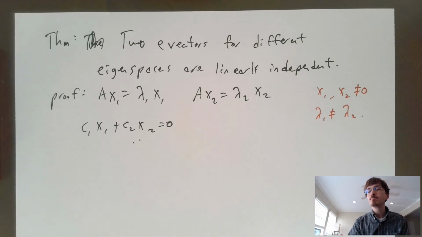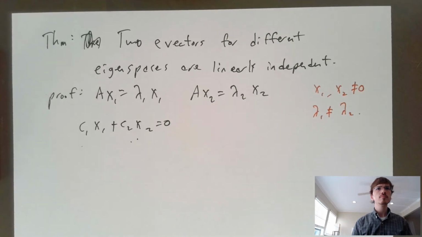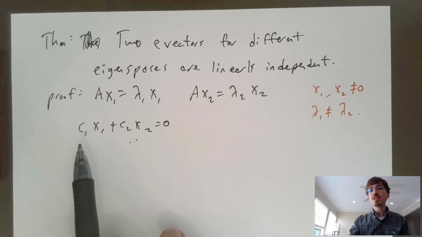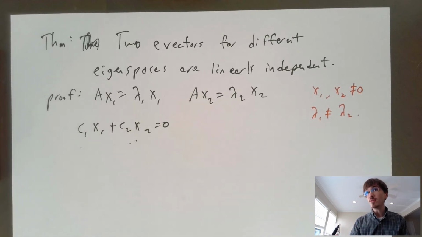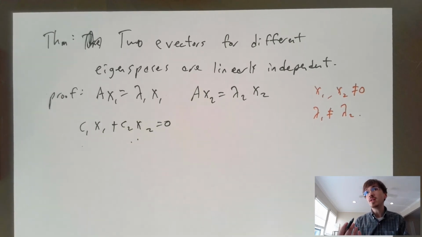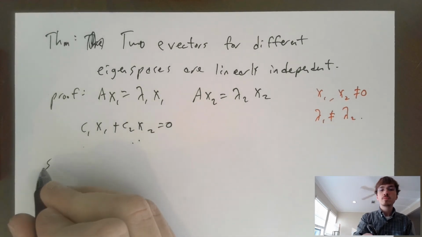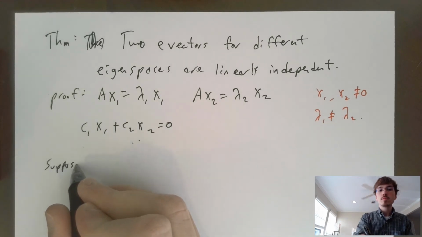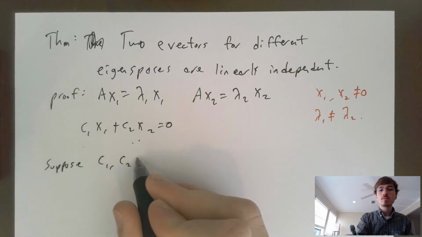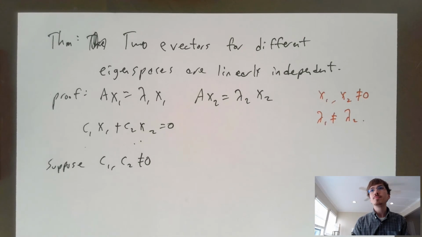How can we go about doing this? Well, let's suppose that they're not both 0. Let's suppose that c1 and c2 are not both 0, right? So really we're doing what's called a proof by contradiction. We're going to suppose that they're linearly dependent, so c1 and c2 are not both 0. Suppose they're not 0. What can we do?